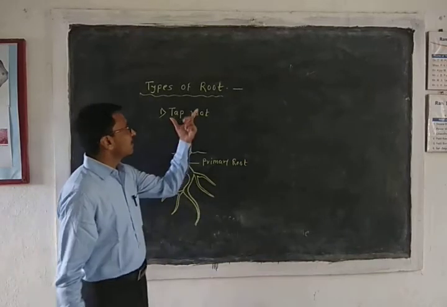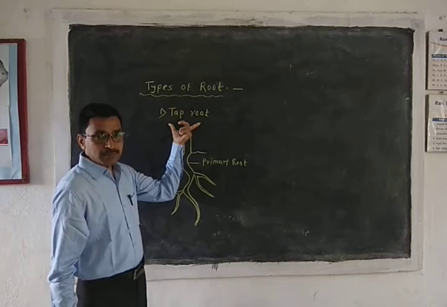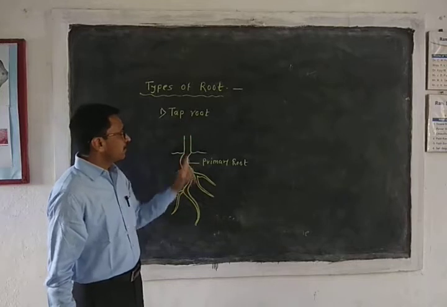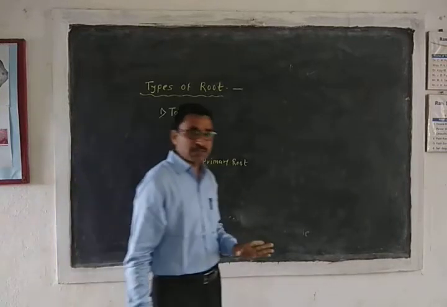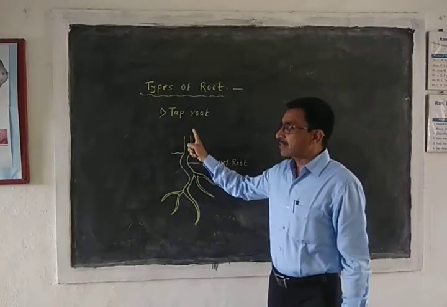See, we study the types of roots. This is the first type called taproot. It is a type of root. In this type, the root is directly developed from the radicle. ज्याला radicle पासून root develop होत असेल त्याला म्हणायचं taproot. मग taproot मध्ये काय असतं?